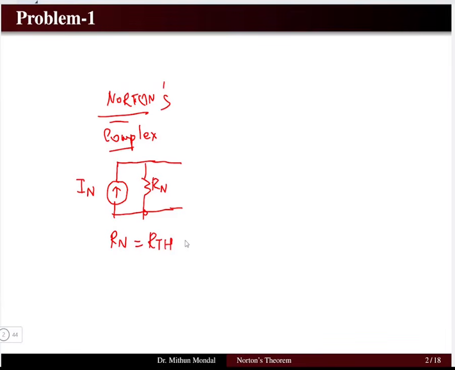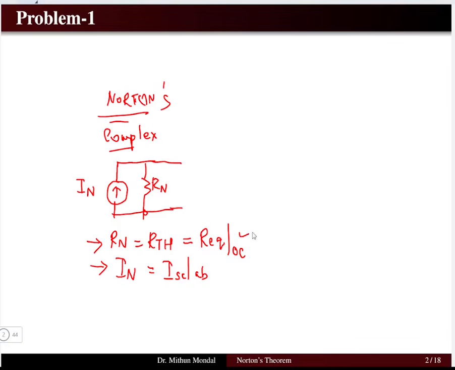So Norton resistance and Thevenin resistance are the same thing, which is basically the equivalent resistance when the terminal is open circuit. Whereas the Norton current is basically the short circuit current at the terminal AB. So when you have the load terminal, you short circuit that terminal to find the Norton current.